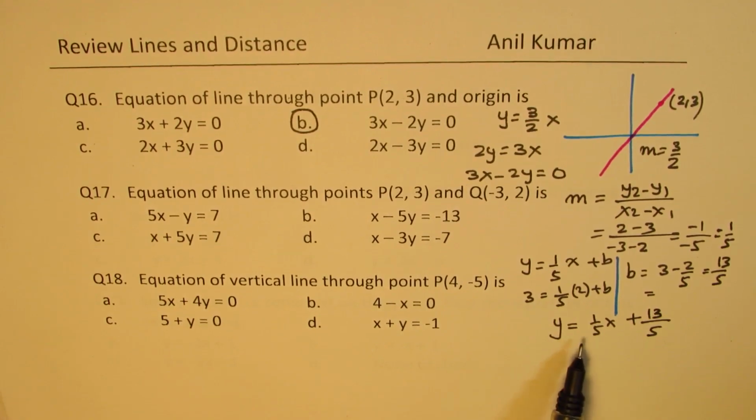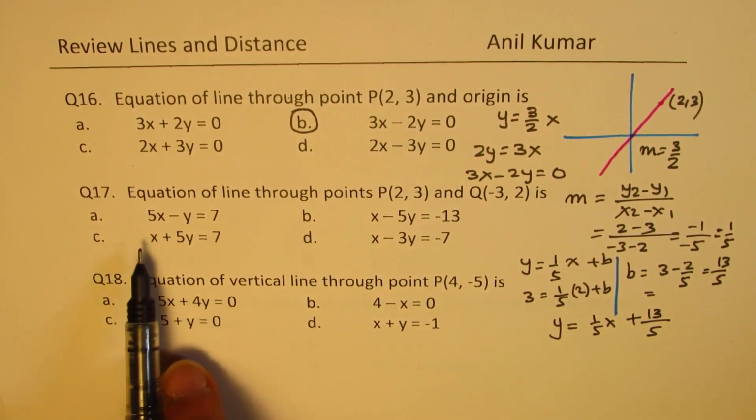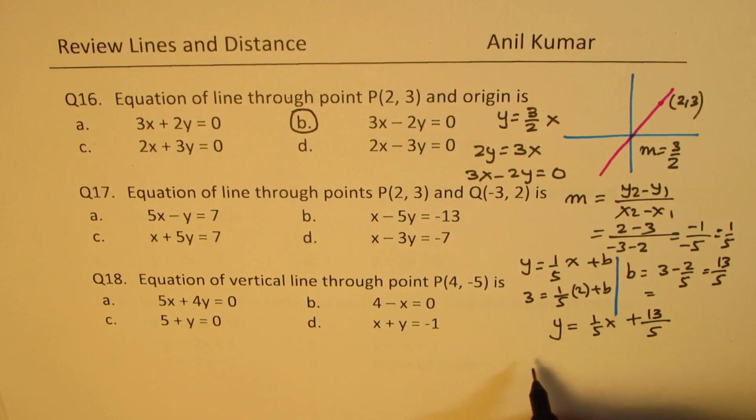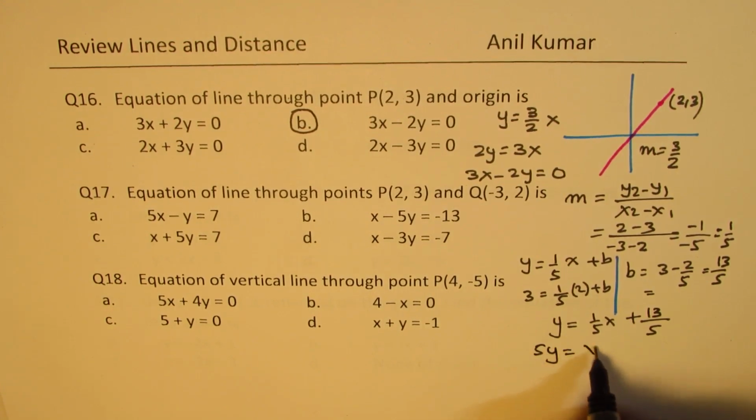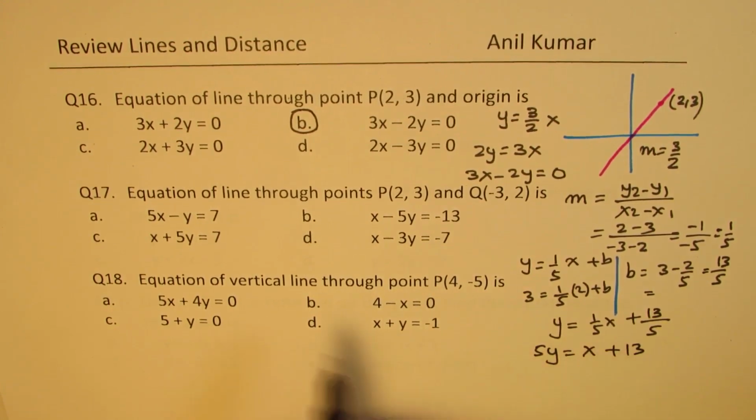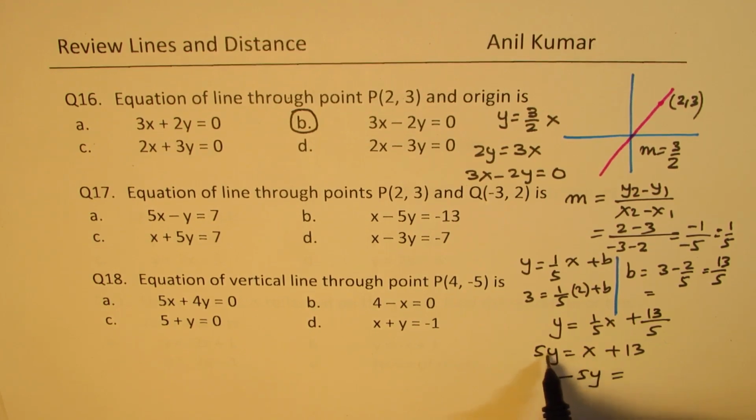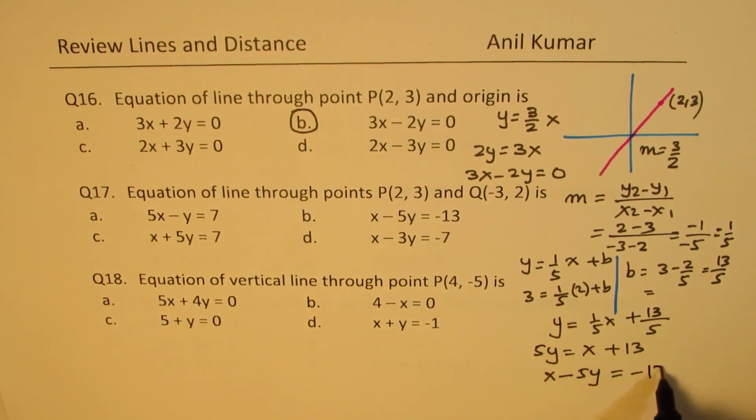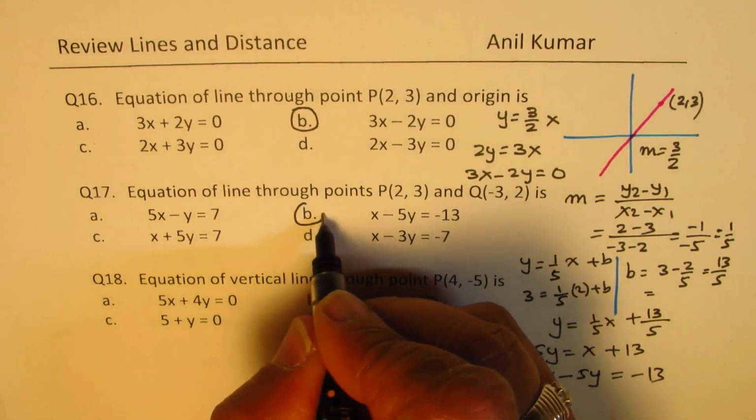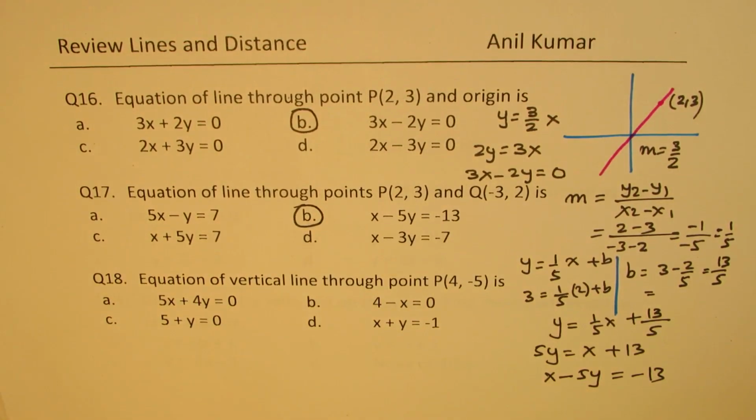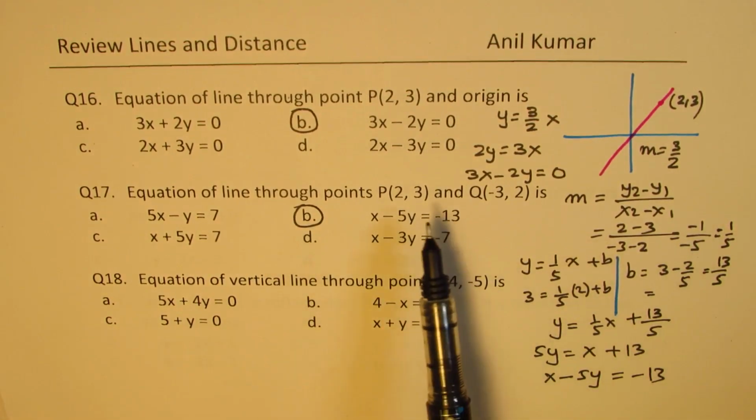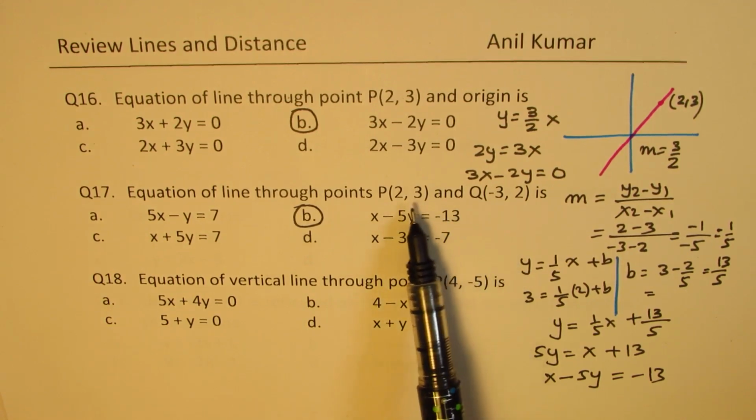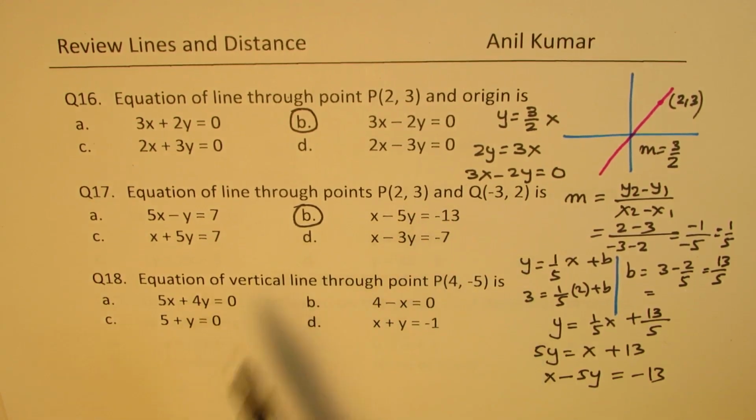So now we can write down the equation in the form given to us. Multiplying by 5, we get 5y equals x plus 13. Rearranging, we get x minus 5y equals minus 13, bringing this term to the other side. So option B is the right option, correct? So you have to first find the slope and then the y-intercept to get the equation.